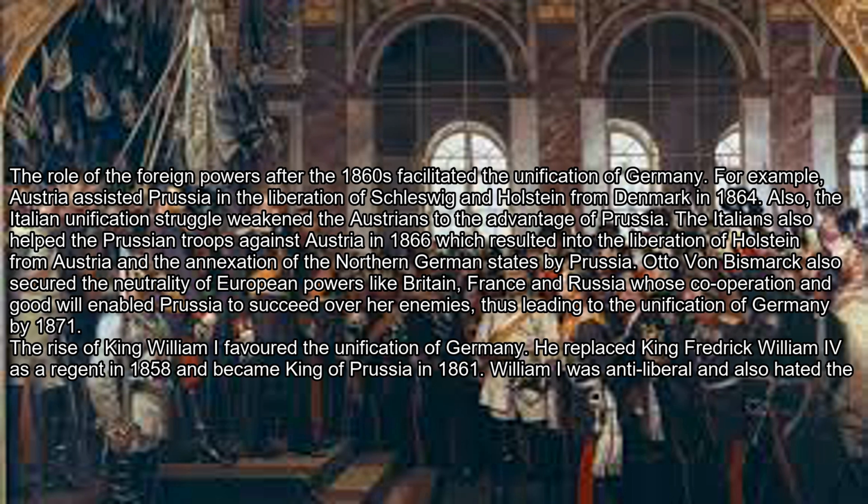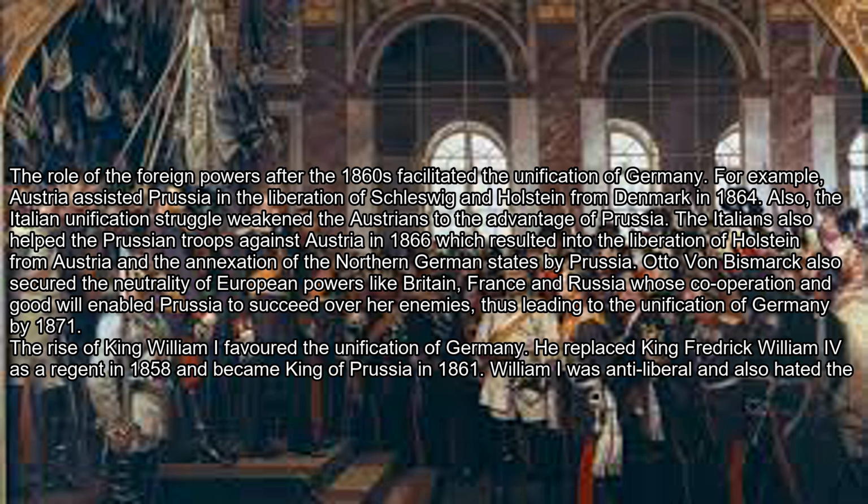The role of the foreign powers after the 1860s facilitated the unification of Germany. For example, Austria assisted Prussia in the liberation of Schleswig and Holstein from Denmark in 1864. Also, the Italian unification struggle weakened the Austrians to the advantage of Prussia. The Italians also helped the Prussian troops against Austria in 1866, which resulted in the liberation of Holstein from Austria and the annexation of the northern German states by Prussia. Otto von Bismarck also secured the neutrality of European powers like Britain, France and Russia, whose cooperation and goodwill enabled Prussia to succeed over her enemies, thus leading to the unification of Germany by 1871.